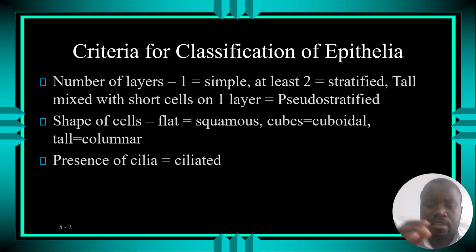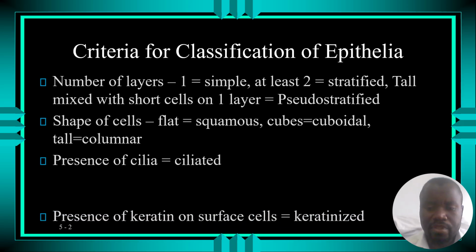Then we also use the presence of cilia to classify epithelium. Cilia are finger-like projections on the surface of cells. They beat in one direction, mostly to clear secretions on the surface of these cells. So if the epithelium has cilia, we say this is ciliated epithelium. But if it is not ciliated, we don't emphasize whether it is unciliated. We just go silent. But if it is ciliated, then we'll say it is ciliated epithelium.